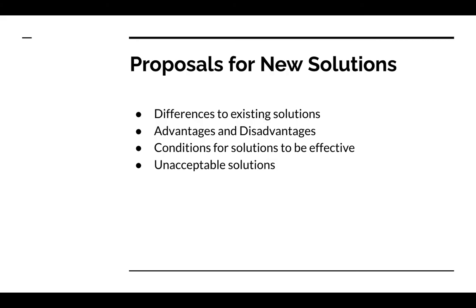One way you could do this is by trying to find the differences to existing solutions. So, what hasn't worked within existing solutions, what has worked, and then you could create a solution based off that information. What conditions need to be there for the solution to prove effective, and what are some unacceptable solutions? You could use these points learned from previous solutions in order to write your own solutions.